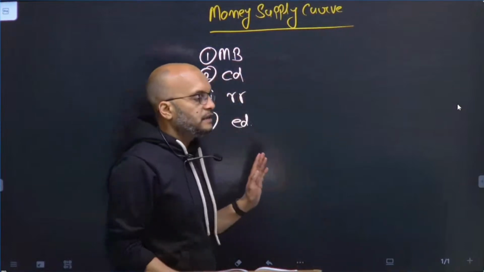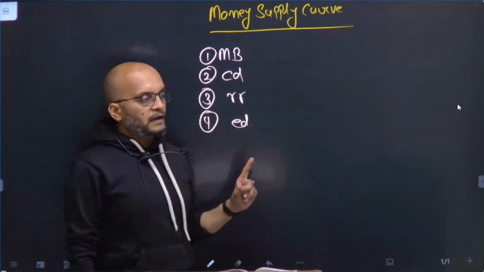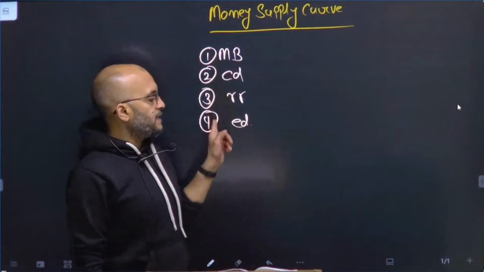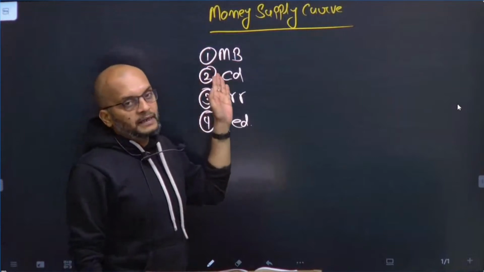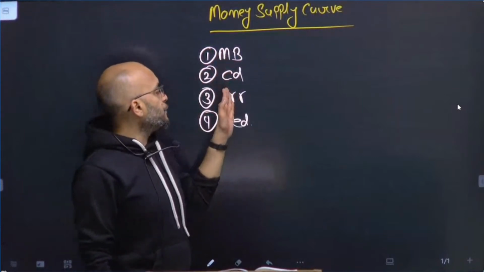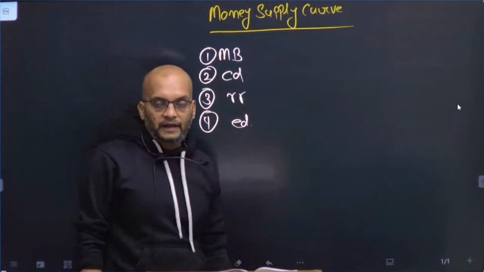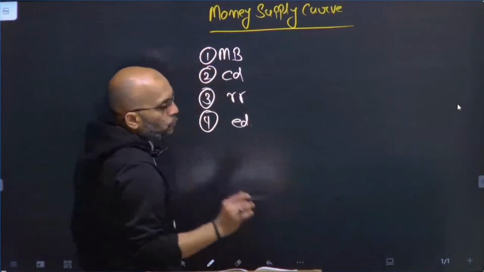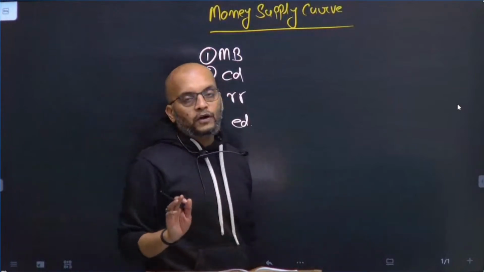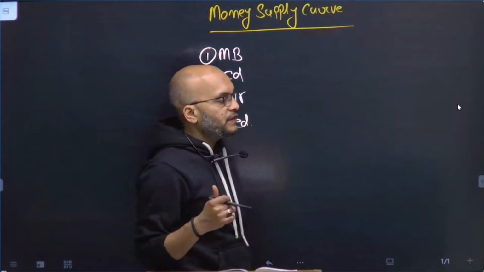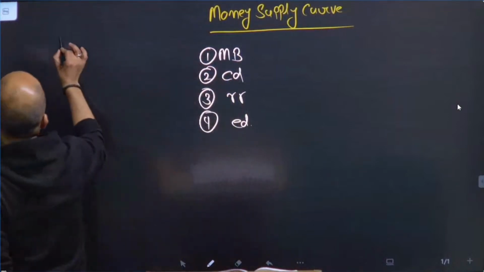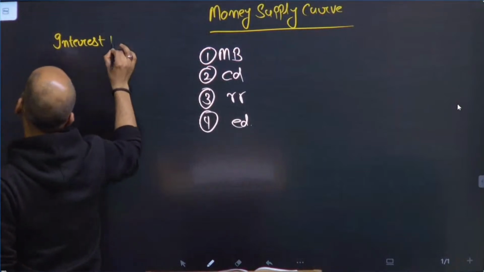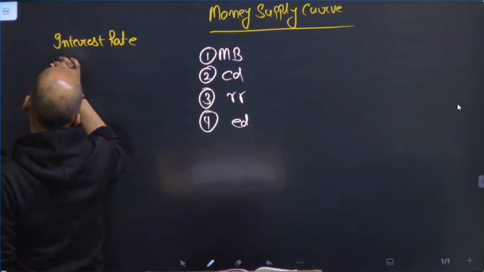So see guys, we are talking about the curve of money supply, and we are already aware that money supply is dependent on these 4 things, right? But there is one more factor that we want to acknowledge. That factor is interest rate. Now, when this interest rate comes into play, first of all we should understand what is interest rate.